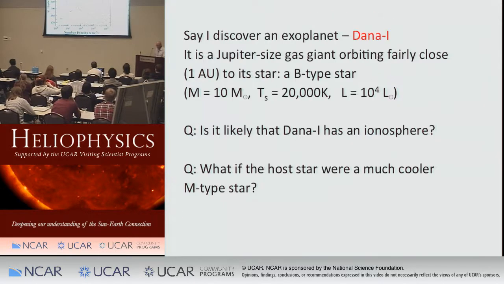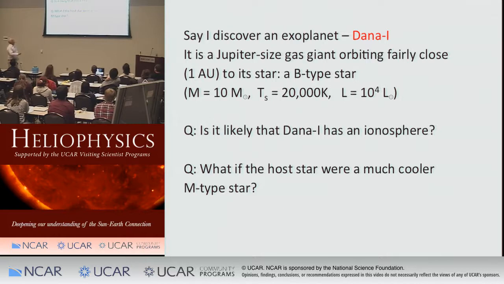So we will take a break, but I'm going to leave you with a question. Say, hypothetically, I am a daytime astronomer, so this is very hypothetical. Say I were to discover an exoplanet, and of course I would name it Dana 1. Say it were a Jupiter-sized planet, and it's orbiting pretty close, at 1 AU, and the star is a hot star. It's a B star, a main sequence star. B-type star means it has about 10 solar masses. Surface temperature, instead of this wimpy 6,000 Kelvin, is 20,000 Kelvin.